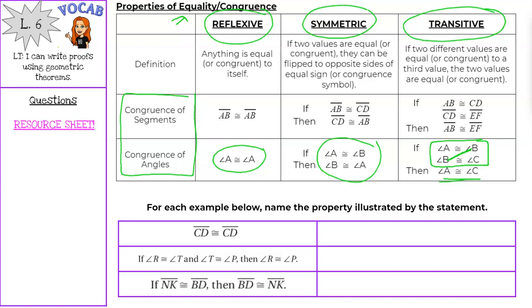So for each example below, name the property illustrated by the statement. So we have the statement, segment CD is congruent to itself, segment CD. Congruent to itself means we're using the reflexive property.